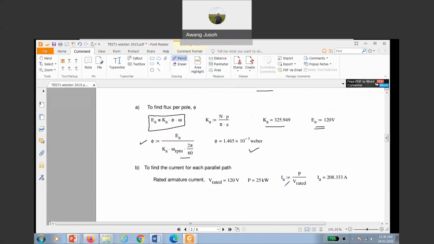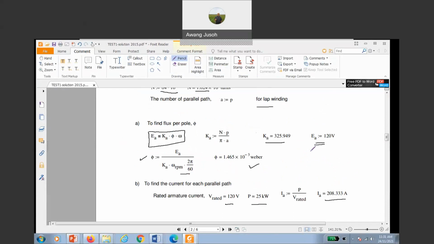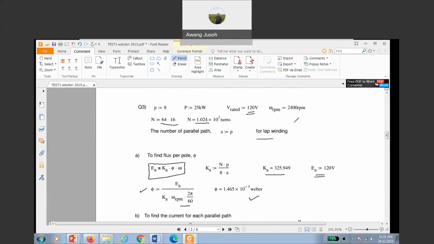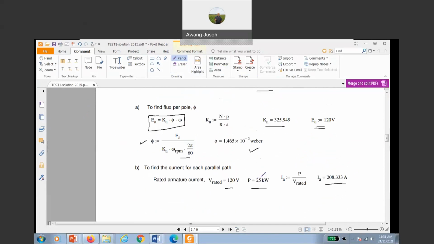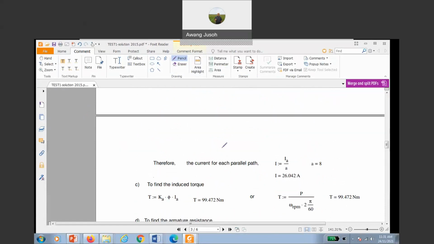Go back here. We know the power equal to 25 kilowatts, and we know the rated voltage 120. So from there we know IA equal to P divided by V, just 208.3. This is the total current in the machine. Then the number of poles equal to 8, so number of paths equal to 8. So just divide IA, the total current, by 8. Then you get this current per path, 26.042 amps. So that answers that question.